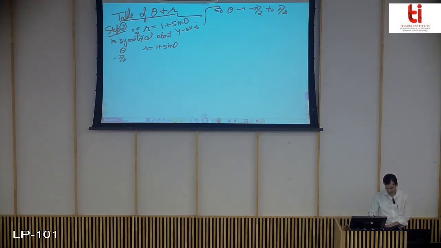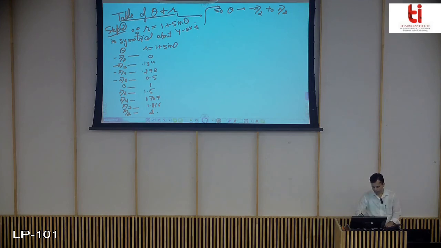On the one side, at minus pi by 2 it is 0, minus pi by 3 it is 0.134, minus pi by 4 it is 0.293, minus pi by 6 it is 0.5, 0 it is 1, pi by 6 it is 1.5, pi by 4 it is 1.707, pi by 3 it is 1.866, and pi by 2 it is 2. So here are the values corresponding to the given range of theta, minus pi by 2 to pi by 2.